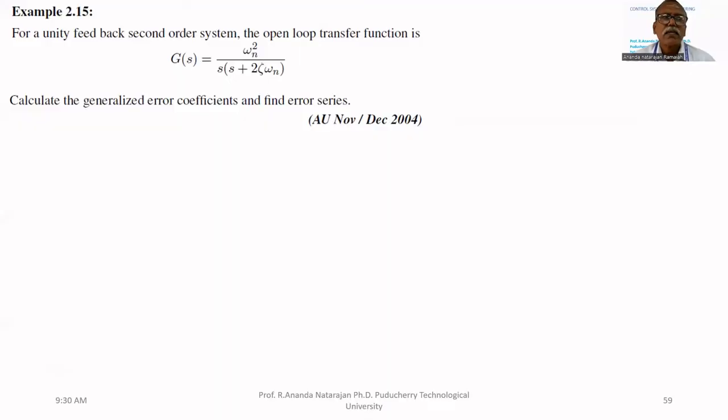Today, let us see some more examples on steady state error. For a unity feedback second order system, since it is given as unity feedback, H of s equals 1. The open loop transfer function is given.